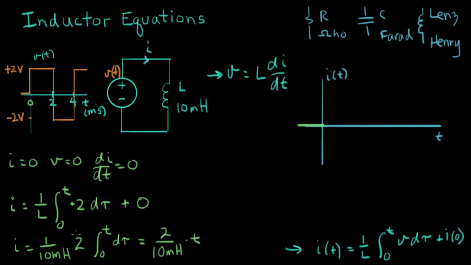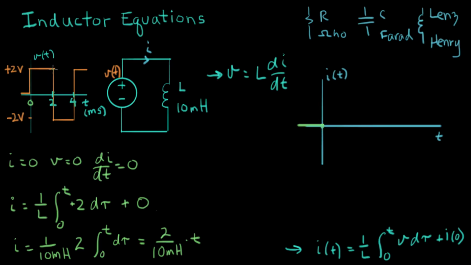So looking at this, I see that I equals a constant times t, and that's the equation of a line if I plot it on t and I. So 2 over 10 millihenries is the slope, and to plot that line, what I need is 2 points on the line. I know one of the points already. I know one of the points is going to be right there at 0, 0.